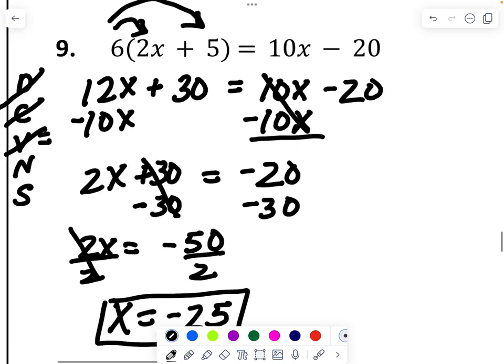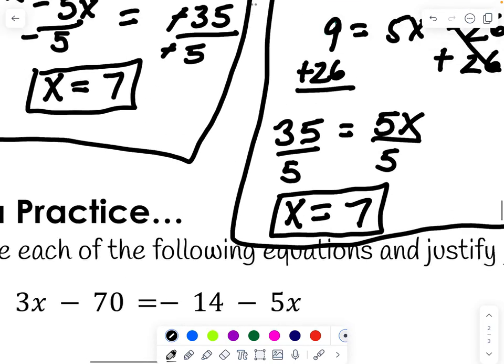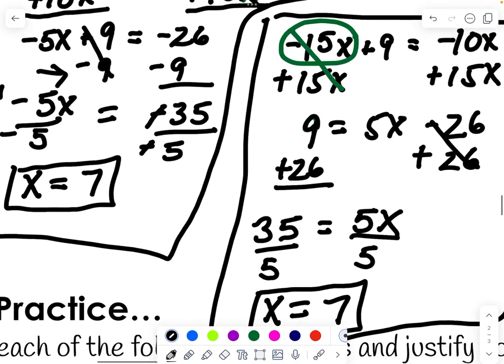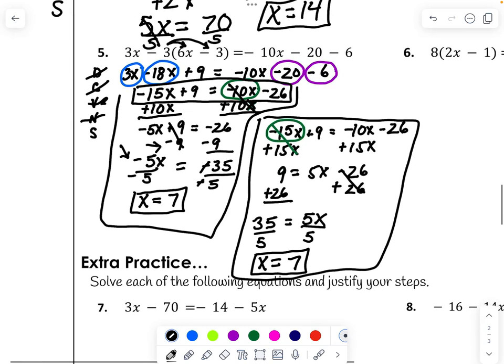All right? All right, wonderful. Remember, either variable will work. It's just one path is negative and one path is positive.